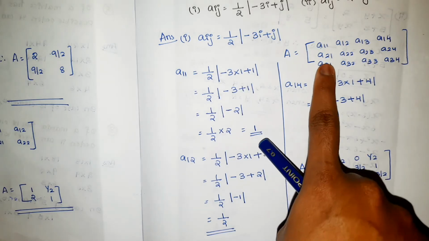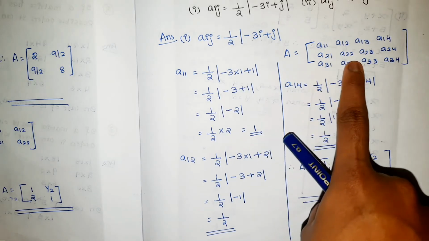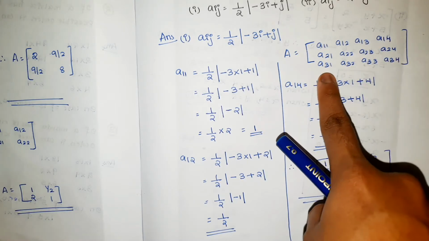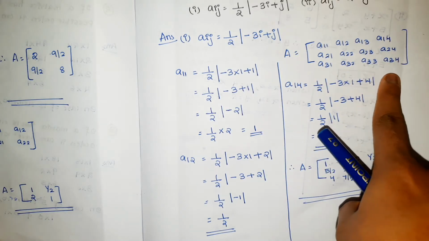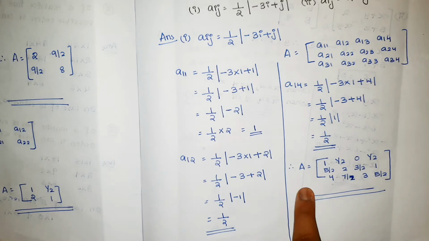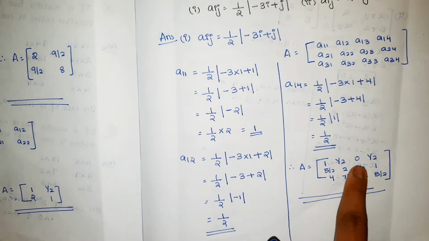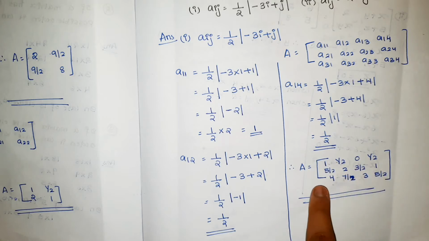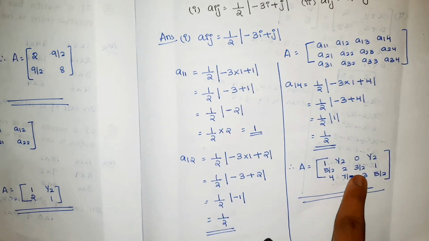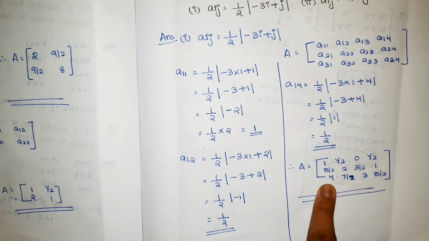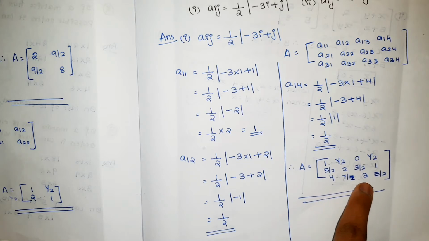Similarly, we can find A21, 22, 23, 24 and 31, 32, 33 and 34. So our final answer is A is equal to 1, 1 by 2, 0, 1 by 2, 5 by 2, 2, 3 by 2, 1, 4, 7 by 2, 3 and 5 by 2. This is the required matrix.